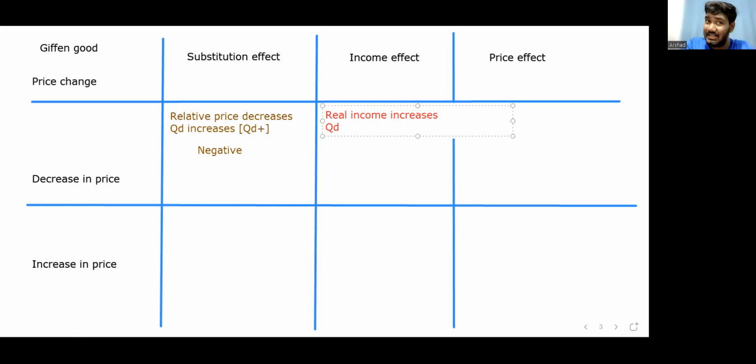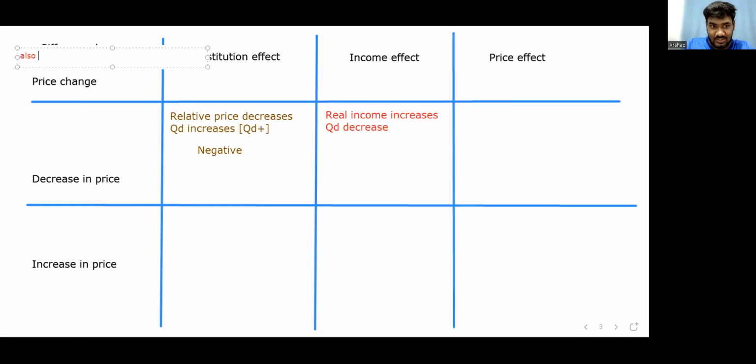A normal good, real income increase, QD will increase. Think, this is a Giffen good, which is also a type of inferior good. It behaves like an inferior good. So it's an essential inferior good; when income rises, QD will decrease, guys. It would work the other way. So remember, a Giffen good is also a type of inferior good.